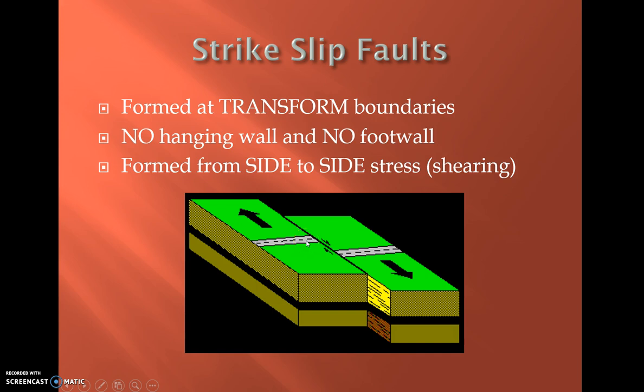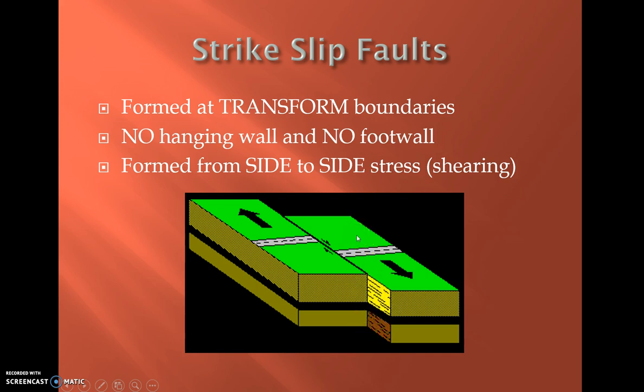So you saw earlier in the PowerPoint that the fence line didn't line up. That actually happened in real life. That is a real picture. So it's side-to-side stress called shearing. There is no hanging wall and footwall. You'll notice that the crack is a vertical crack this time.